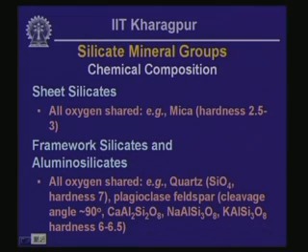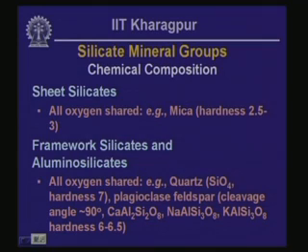And a very obvious example of sheet silicate is the mica, and mica has got a hardness of 2.5 to 3, and then finally we move to the framework silicate and aluminosilicates, and in this case again you have got all oxygen ions shared. That means covalent bonds form out of all oxygen ions, and an example of that is quartz. It has got a hardness of 7.